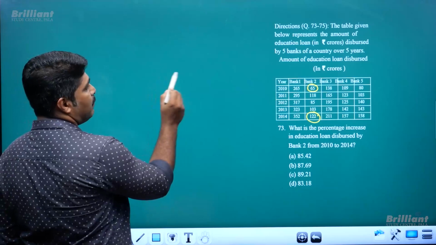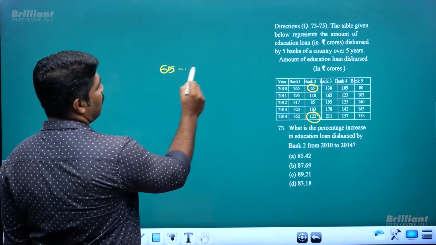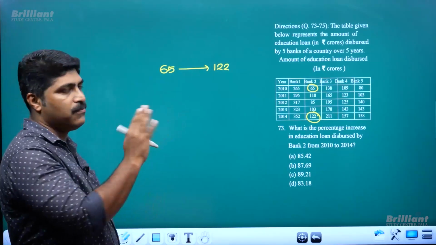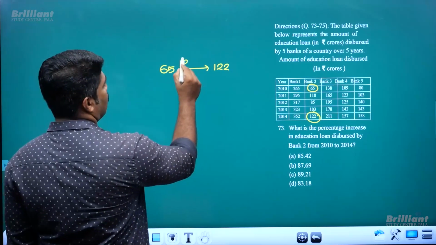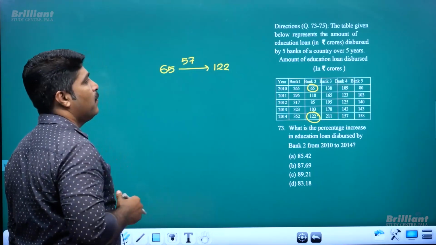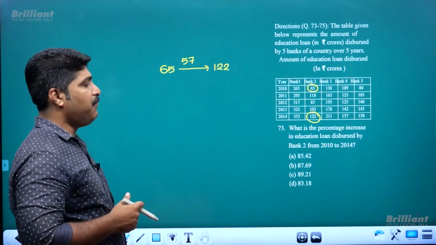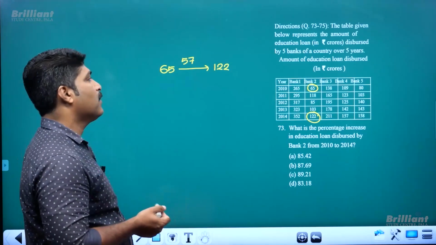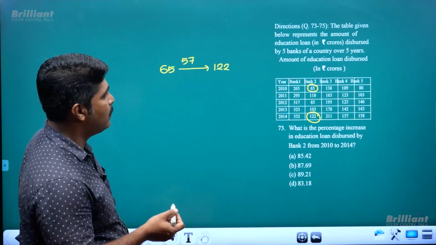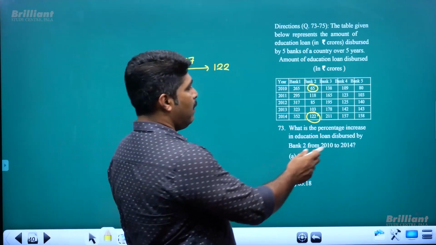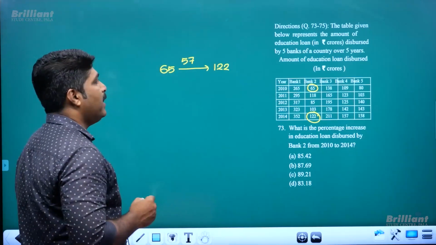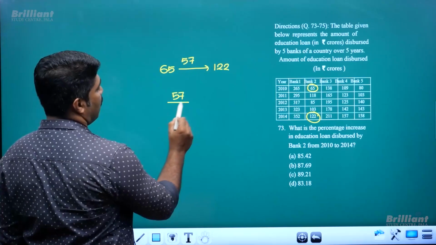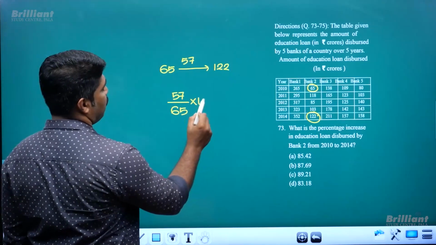So for finding the percentage value, from 65 to 122, what's the increment here? That's what we have to find out. We know that it's an increase of 57, right? So from 65 to 122, this variation we have to catch, from 2010 to 2014 in bank 2. So how to find this percentage of increment here? This 57 is what percentage of 65? This we have to find.